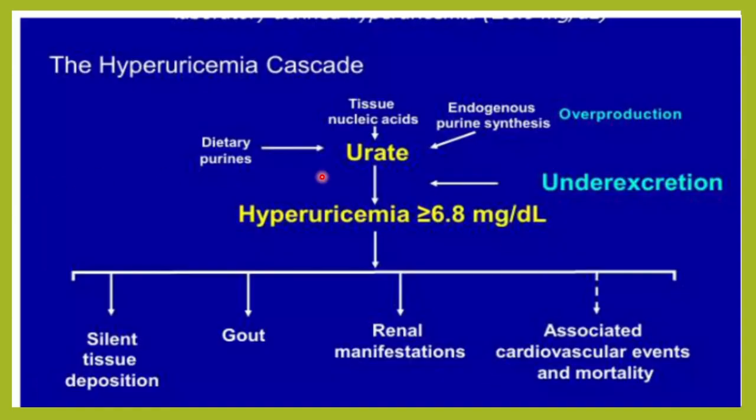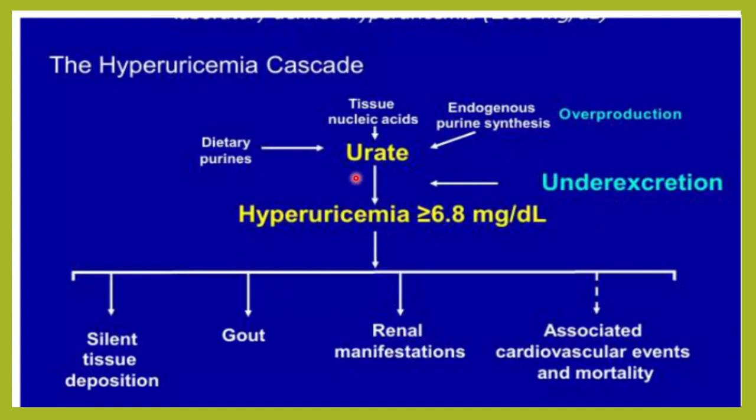So the hyperuricemia cascade is, one, increased urate level. The hyperuricemia should be there, more than 7 milligram per deciliter in men and more than 6 milligram per deciliter in women. That could be because of diet, tissue nucleic acid, endogenous purine synthesis, overproduction, and it could be because of under excretion. There is a damaged kidney, so that can cause hyperuricemia.